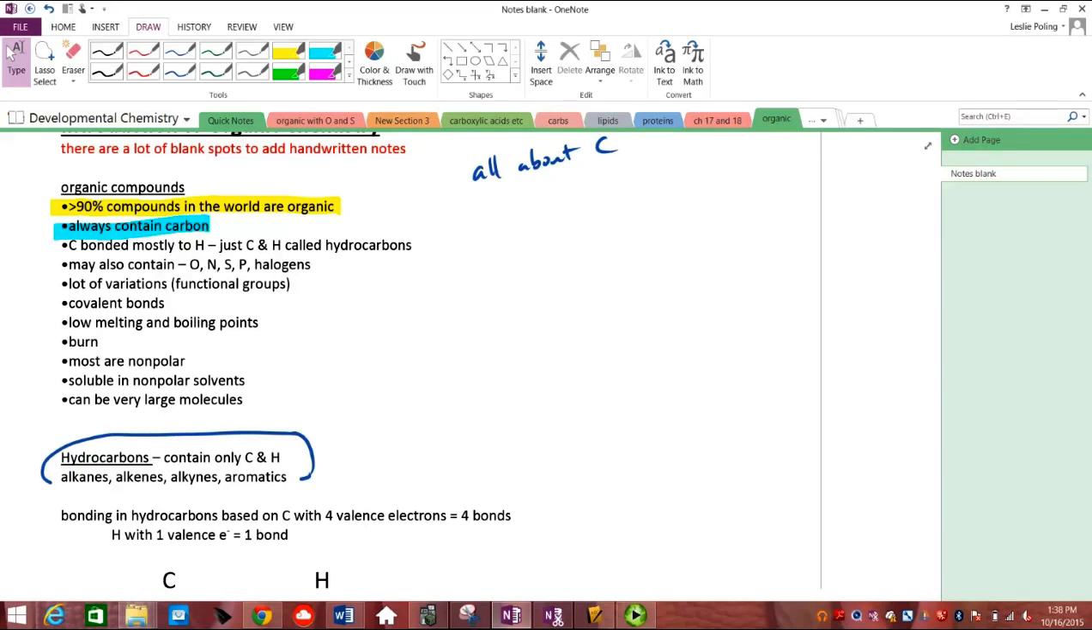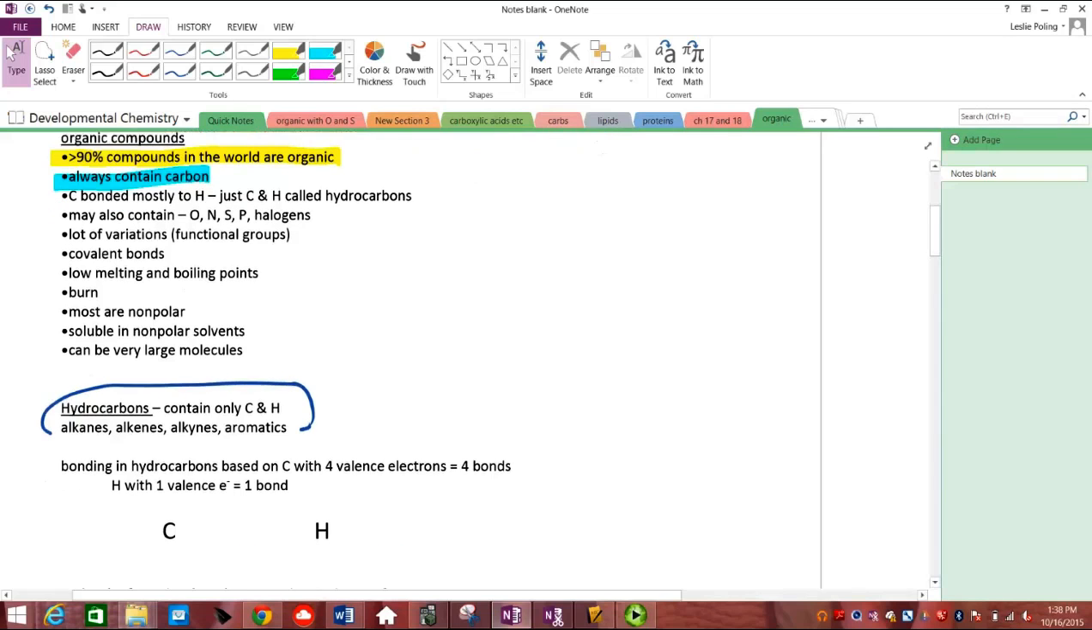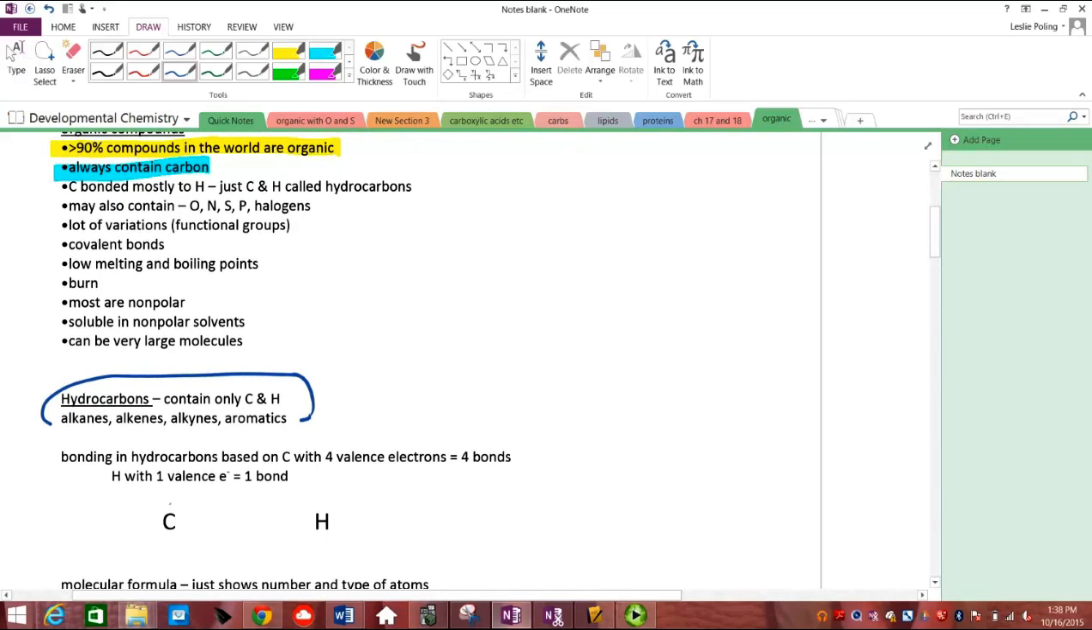We're going to see lots of different variations, and the reason we see so many variations is because the bonding in hydrocarbons is all based on the fact that carbon has 4 valence electrons and can form 4 bonds. So if carbon has 4 valence electrons, carbon can form 4 single bonds. It can form 1 double bond and 2 single bonds. It could form 2 double bonds. It could form a triple bond and a single bond.